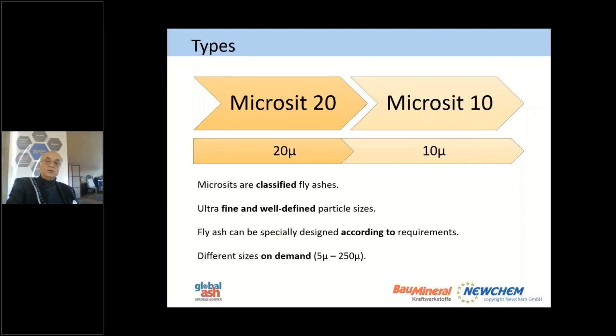For certain applications, we have a Microsit 90, for example, for self-leveling compounds. We have a Microsit 50, depending on what the customer really needs and wants, and the price, naturally, because the finer you get, the more expensive it becomes, and the rest has to be used in concretes which do not have the quality which we want. Actually, Baumineral is, I guess, the biggest producer of fly ash in Germany and probably in Europe.